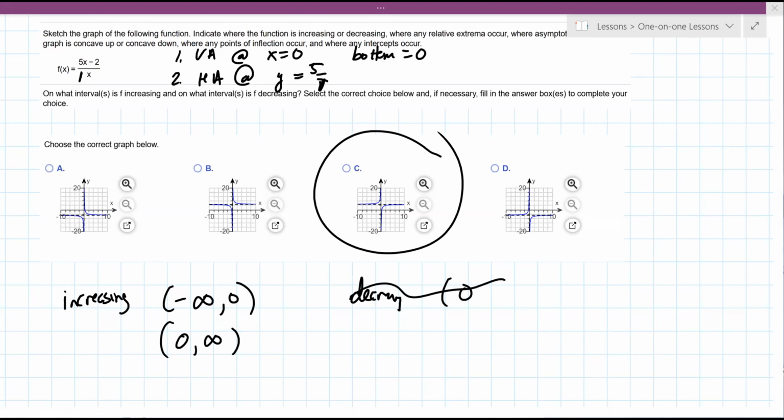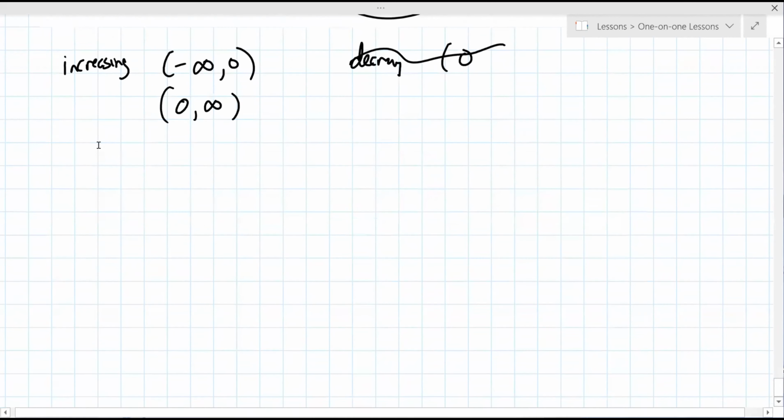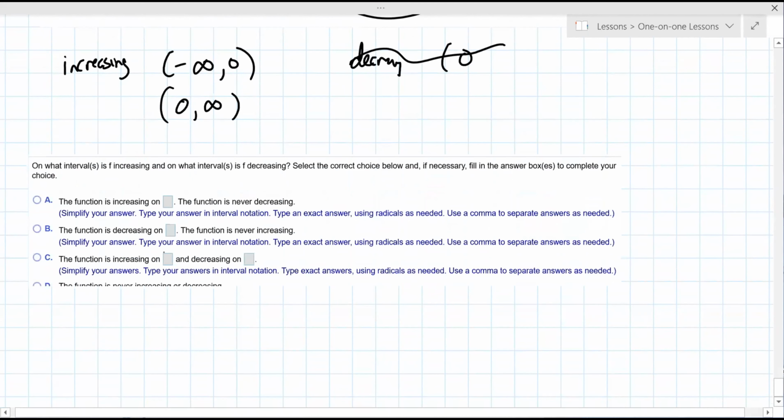So let me grab that, snip that in here. So it's increasing right here. So both of these intervals have to go in there. So it would be minus infinity, comma 0, comma 0, comma infinity. Okay, yeah.